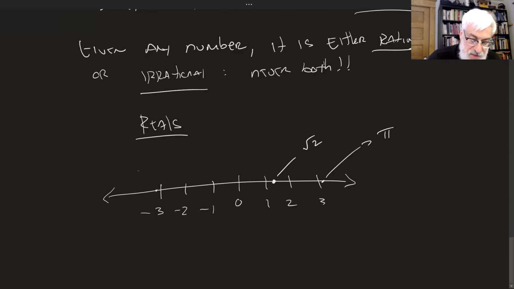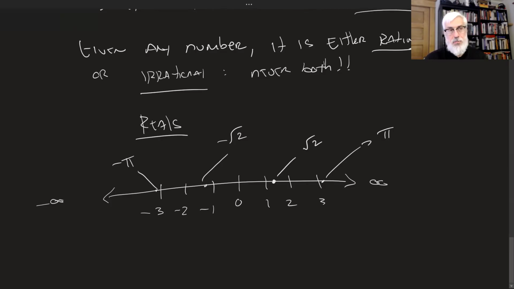Conversely, negative pi would be somewhere over here. And then the negative square root of 2 would be somewhere here. So every point on this number line corresponds to a real number. And these go on into the infinite and negative infinite direction. So we can pull any point, and that'll represent some real number.